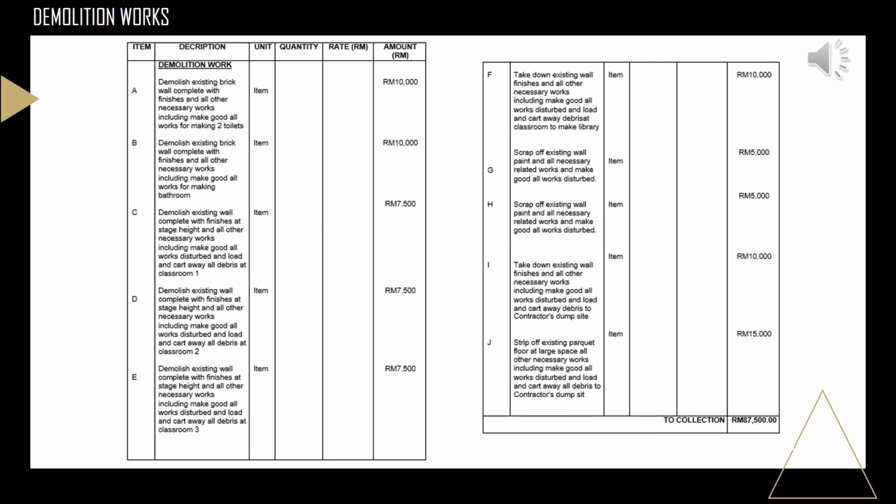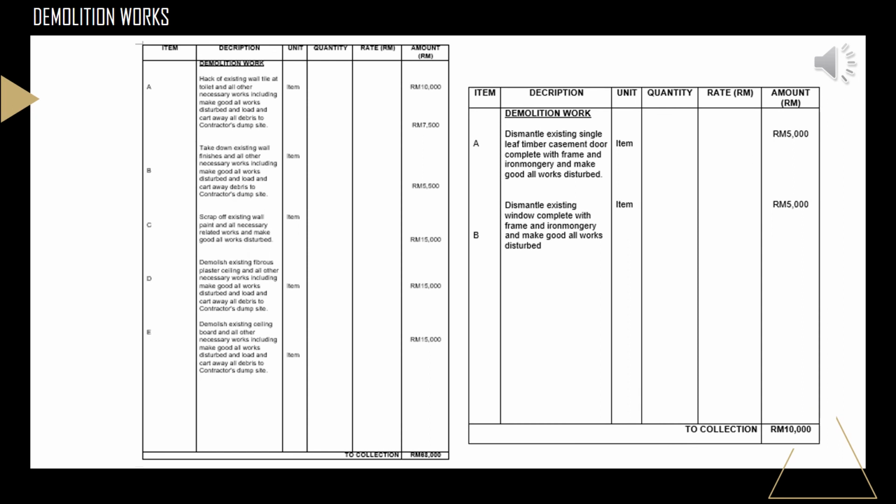Then take down existing wall finishes and all other necessary work, including make good all works disturbed, and cart away debris, classroom to make library. Scrap off existing wall paint and all necessary related works and make good all works disturbed. Then take down existing wall finishes and all other necessary work, including make good all works disturbed, and cart away debris to contractor dump site.